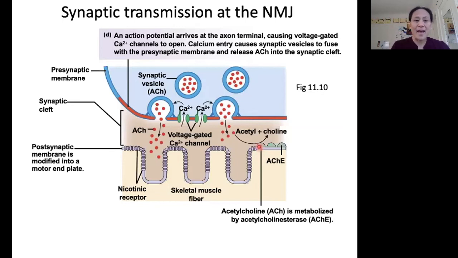But thinking about that, you can see how it would be very important to break down our neurotransmitter in the synaptic cleft. If we don't break it down, we're just going to have continued muscle contraction, and we don't want that. So that's where this enzyme comes in. We talked about this enzyme when we talked about synaptic transmission. Acetylcholinesterase breaks down the acetylcholine here in the synaptic cleft so that you can have an end to your signal to contract your skeletal muscle.